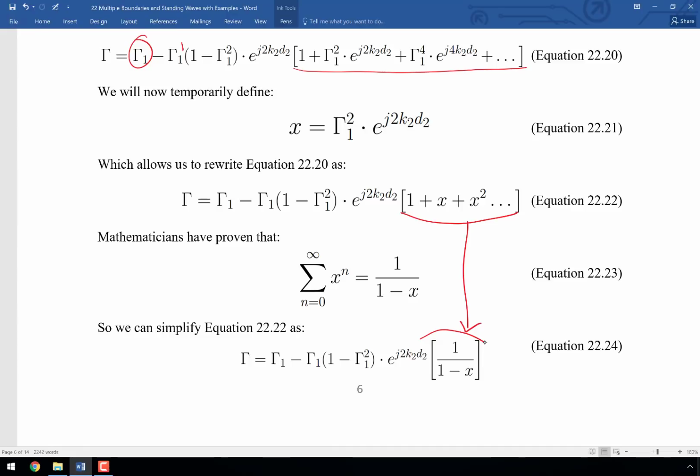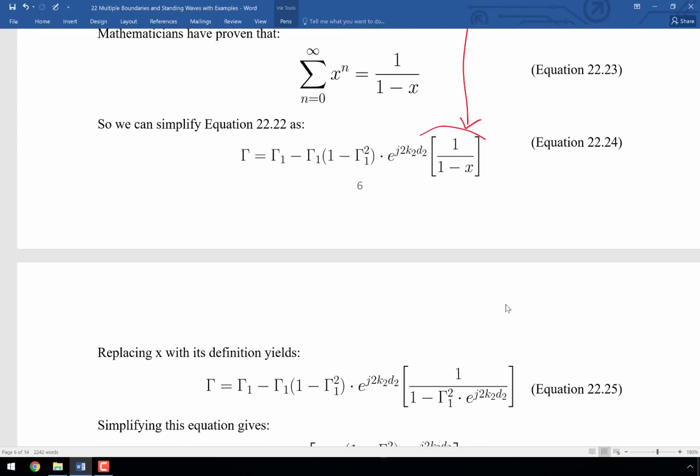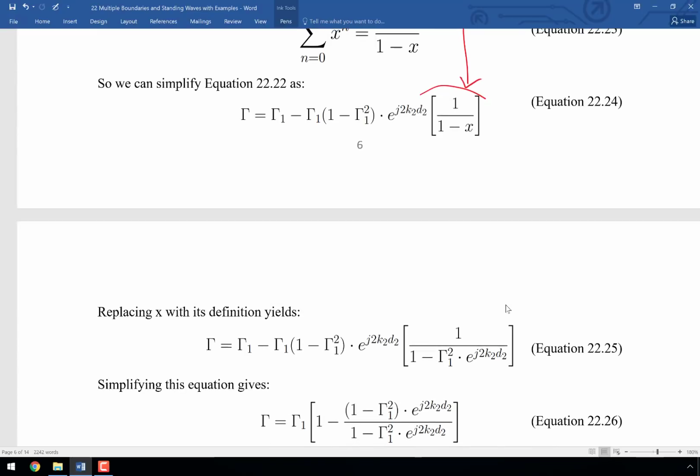Everything else stays the same between equation 22.22 and 22.24. Now I'm going to resubstitute back in x. Probably a little bit more explicit than I need to be in this derivation, but I want to make sure that you see all the details and that I'm not pulling any fast ones on you here. So I've resubstituted in for x.